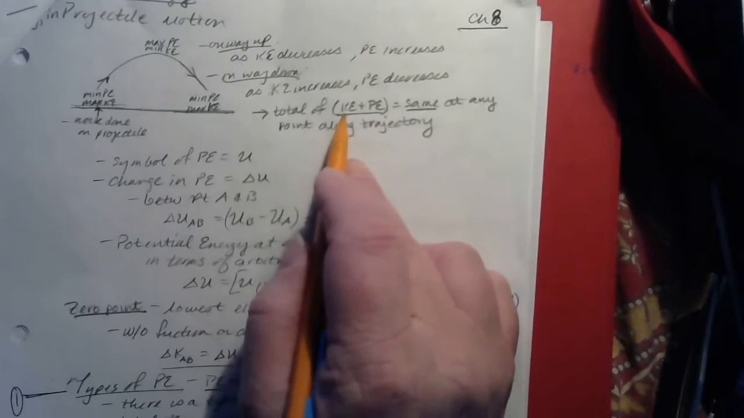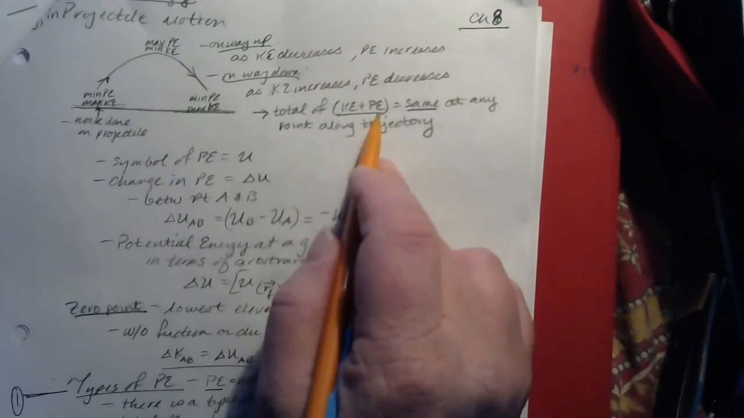Okay. And it should also be the case, theoretically anyway, that the total of the kinetic energy and potential energy of that projectile should be the same at any point along the trajectory, because they sort of rise and fall in inverse proportion to each other. So it doesn't matter where along here, the total of KE and PE should always be the same.